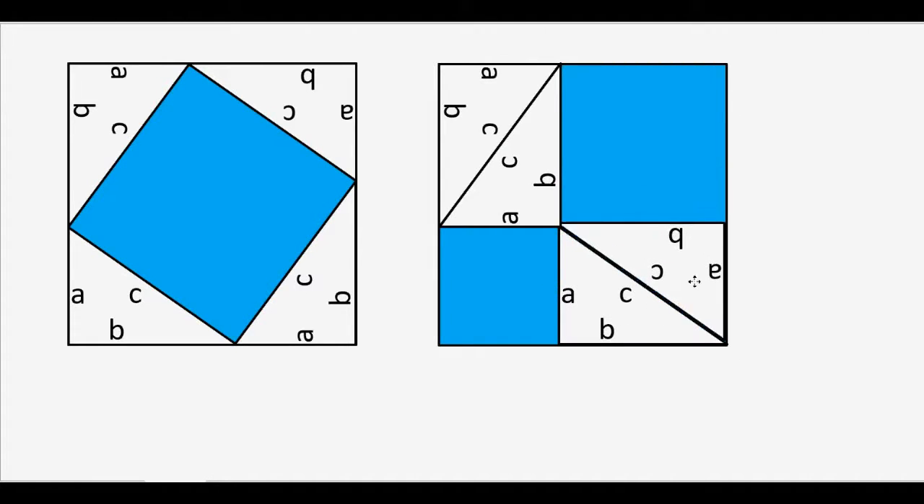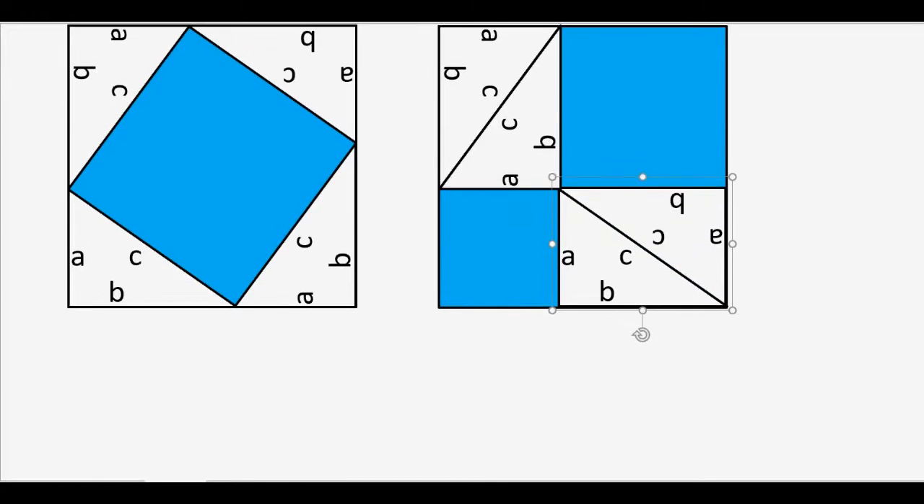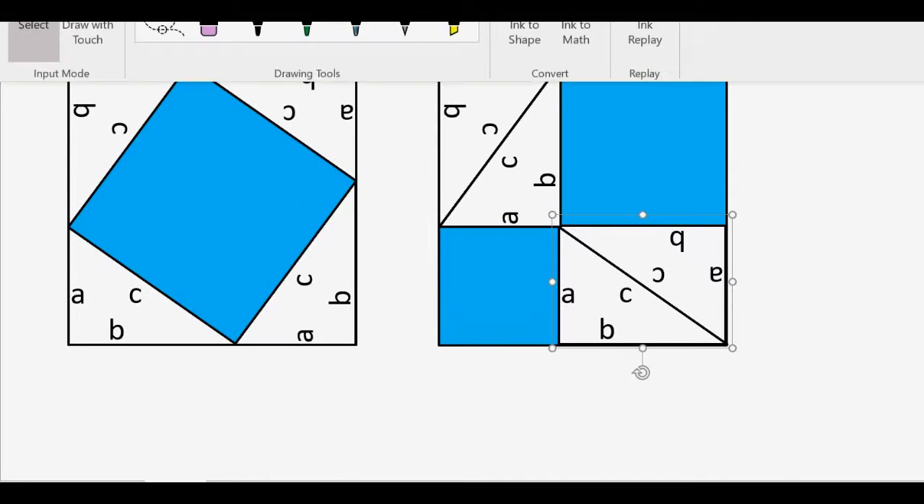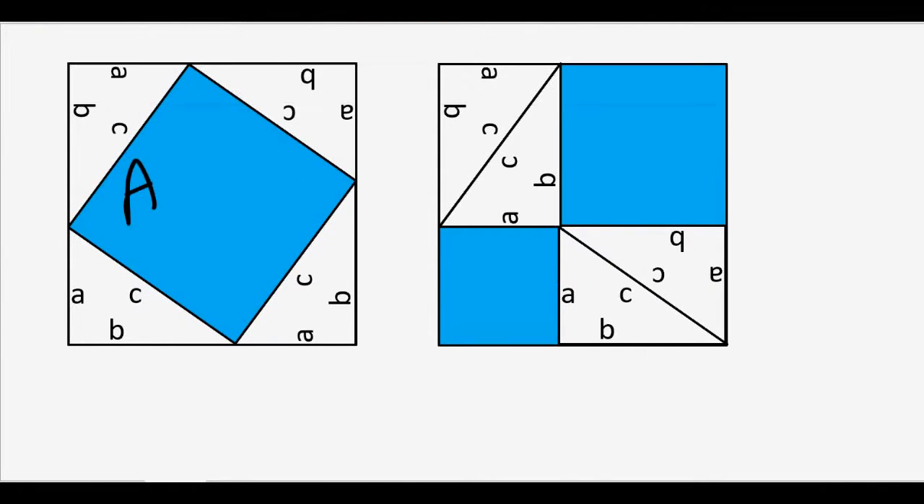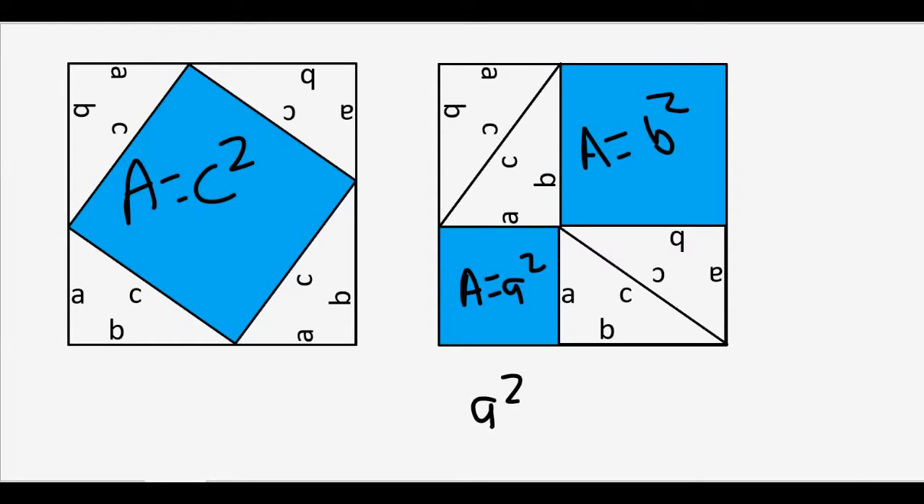Well, now the areas are c squared, a squared, and b squared. And I still know that the two bluish areas are the same. So I know that a squared plus b squared equals c squared.